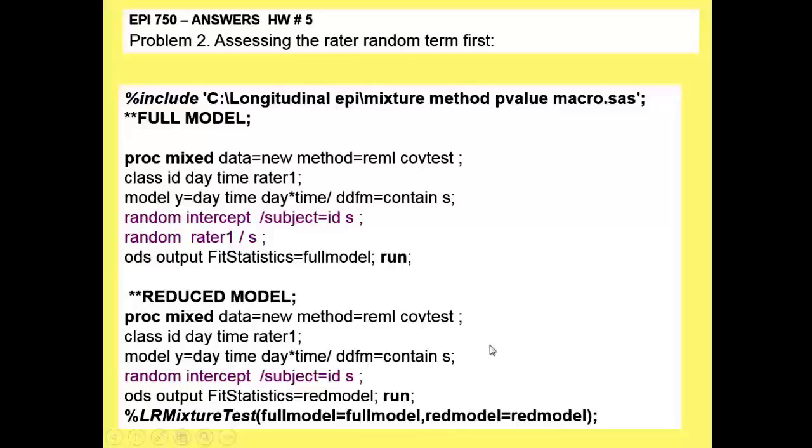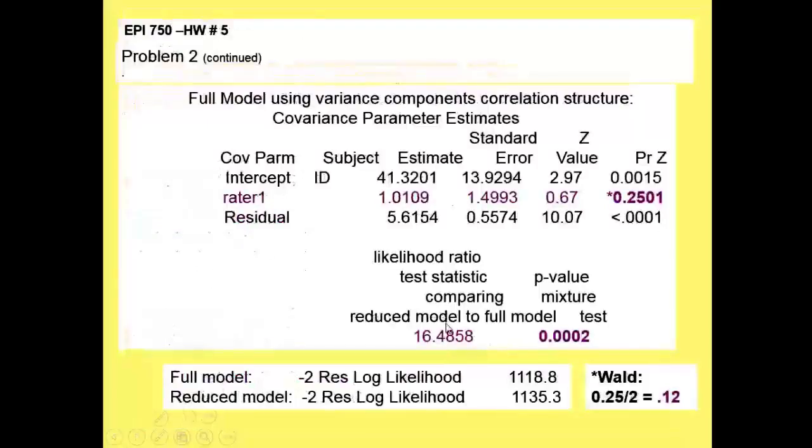Okay. So now, here's what happens when I do this. It says full model using variance components correlation structure. Now you see this. What's this information giving me? And you've seen this before, this information on the screen here. This is the Wald test information. You already saw that. The Wald test for rater 1 was not significant. The Wald test for intercept was significant, right?